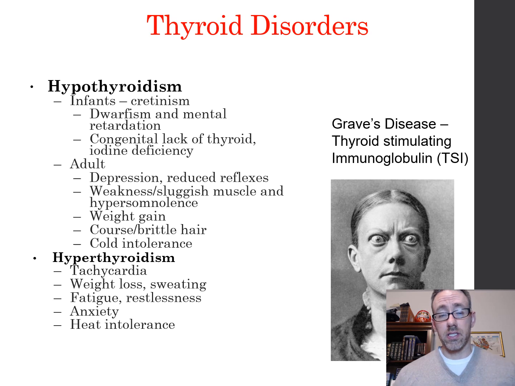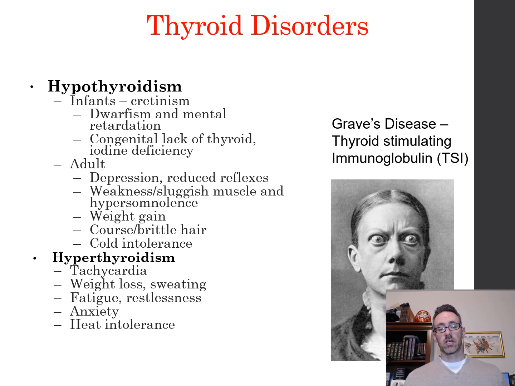Thyroid disorders: there's hypothyroidism and hyperthyroidism. In hypothyroidism, you're not producing enough thyroid hormone. And in infants, as I mentioned in the previous slide, that can develop into cretinism, again because the central nervous system requires thyroid hormone for normal development. So that would be dwarfism and mental retardation. But it's important to understand that if it's caught early on and treated by giving thyroid hormone in the first few months of life, you can actually prevent things like mental retardation in the newborn.